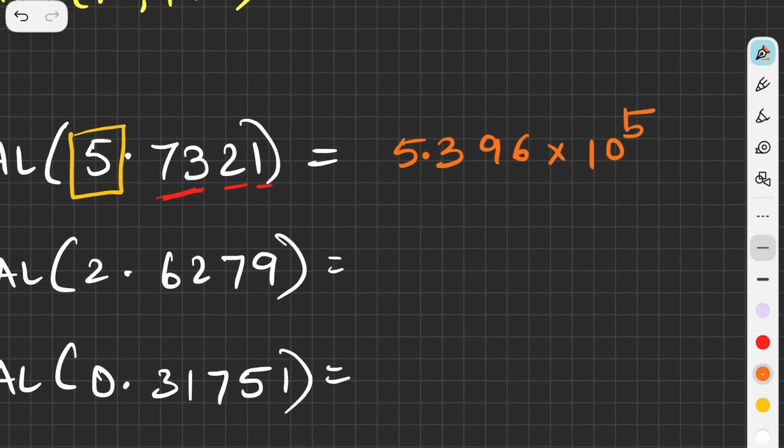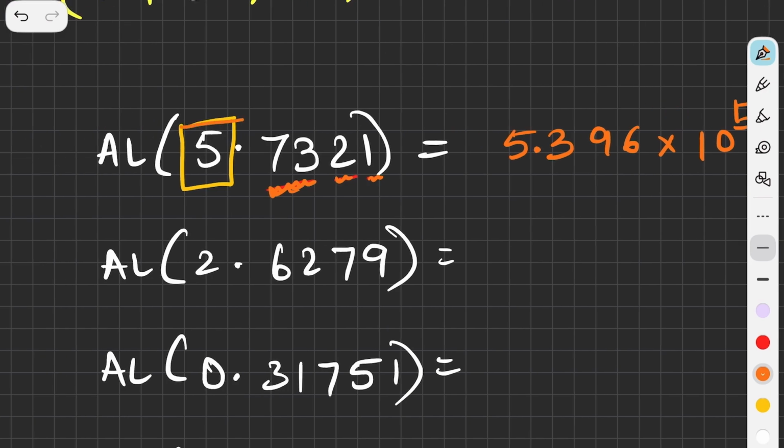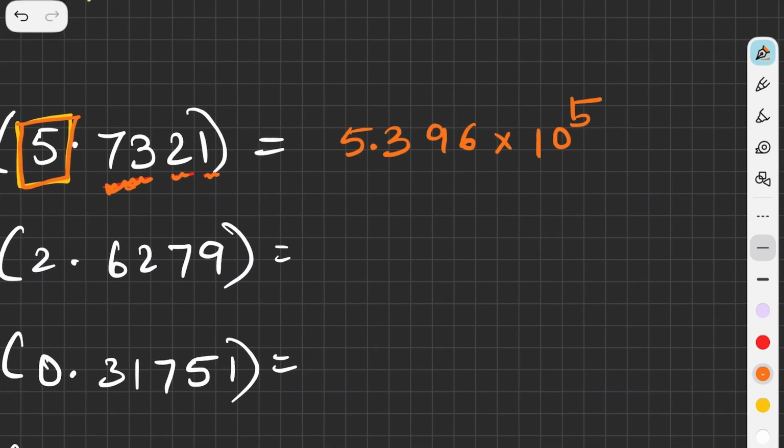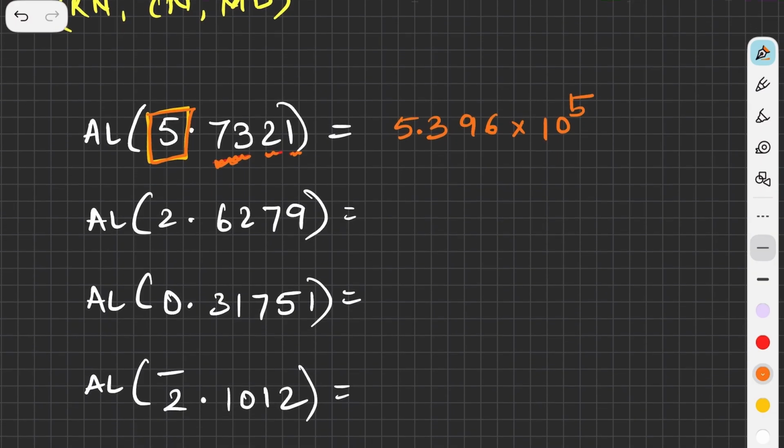So the process is, you start after the decimal: the first two numbers, the second number, the next number. You find out the row number, column number, and the mean difference. You write that number, then put a point after the first digit, and put a multiplication sign, a 10, and the number which is just before the decimal point goes into the power of 10.